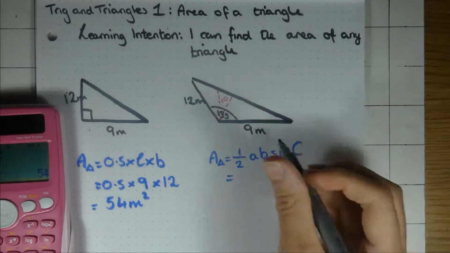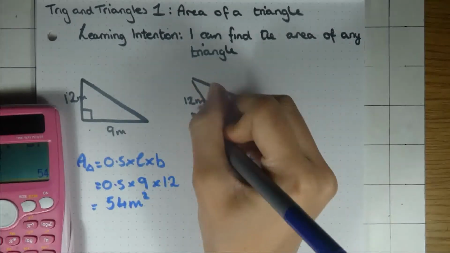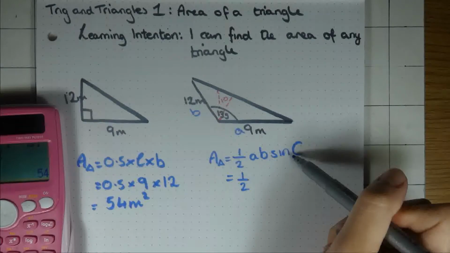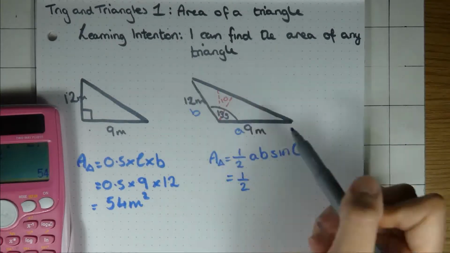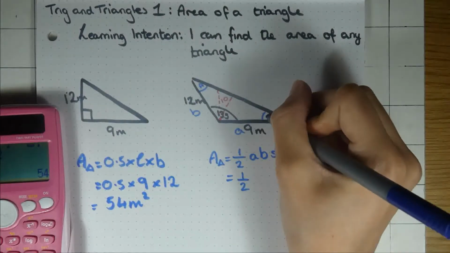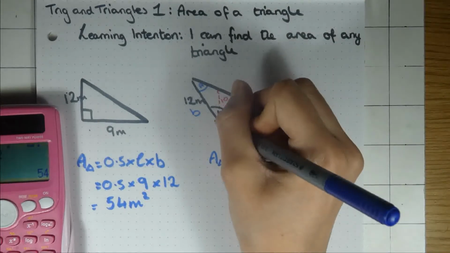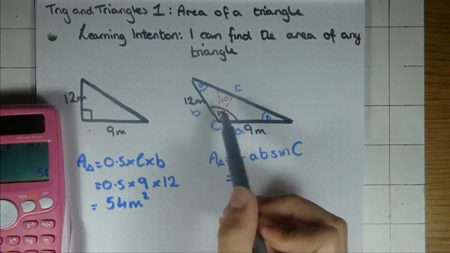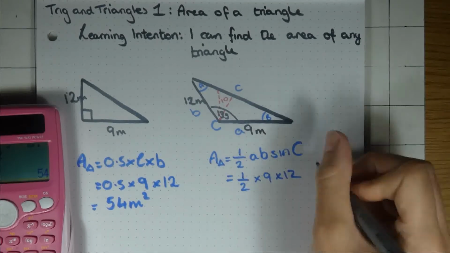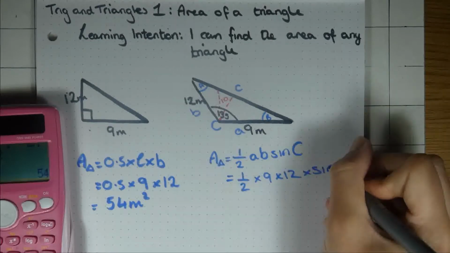So let's have a look. So we have a half times A, so it doesn't matter, A and B can be either way around. What is important though is that sine C has to be the angle in the middle of them. Because what you have is angle A, angle B, and side C, angle C. So you have to have two sides and the angle in the middle. So times 9 times 12 times sine of 135.